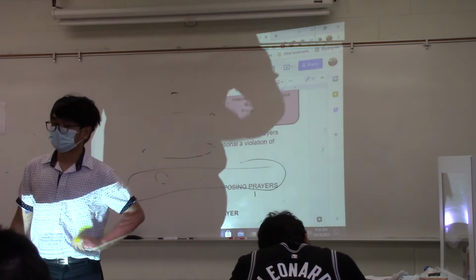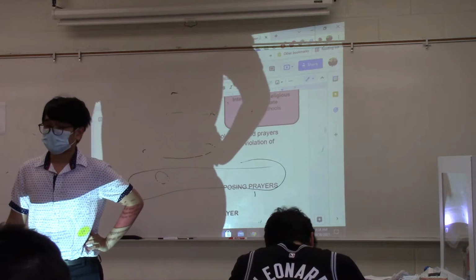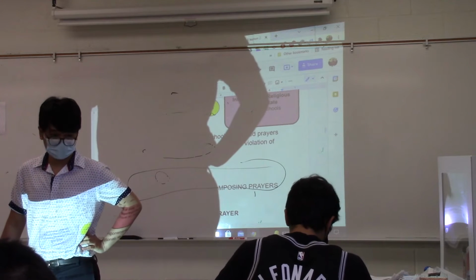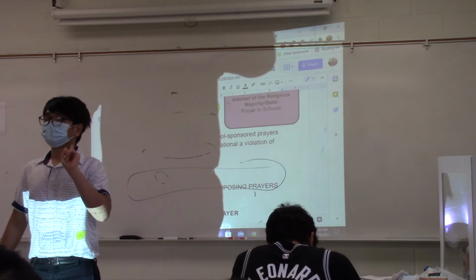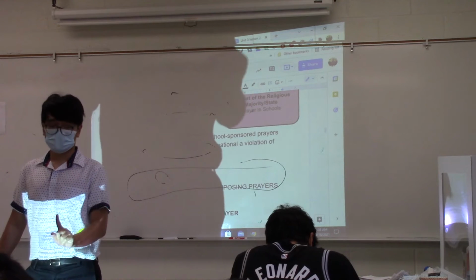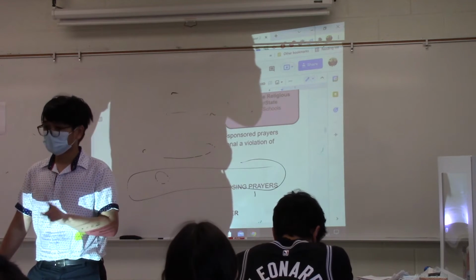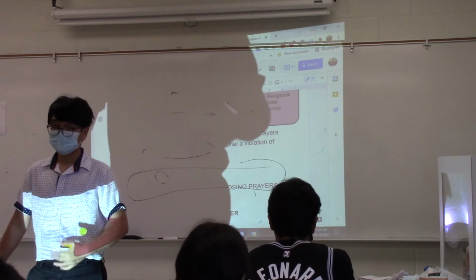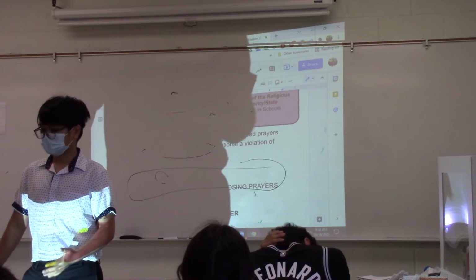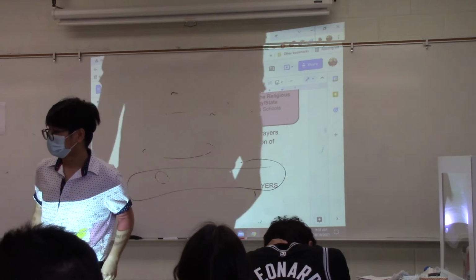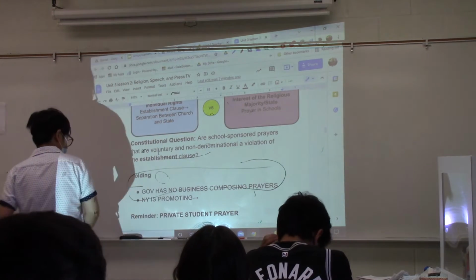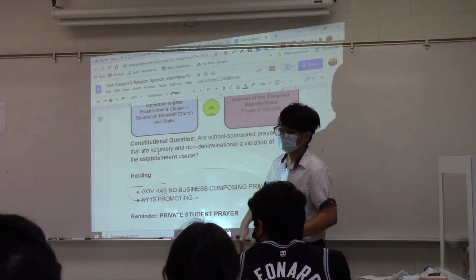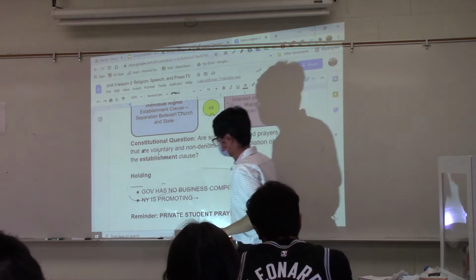This is exactly what they put in their decision. They believe that government has no business composing prayers. It's still government promoting religion. As long as it is a state or school-sponsored, promoted prayer, it is a violation of the Establishment Clause, because it's still the government promoting religion, and according to the Supreme Court, the government should have no business doing that, should have no business composing prayers at all. So they believed that the New York government was promoting religion, which is a violation of the Establishment Clause.